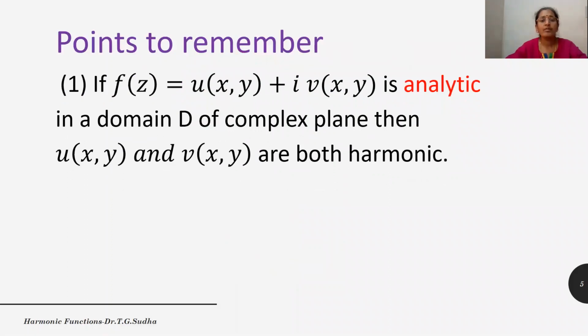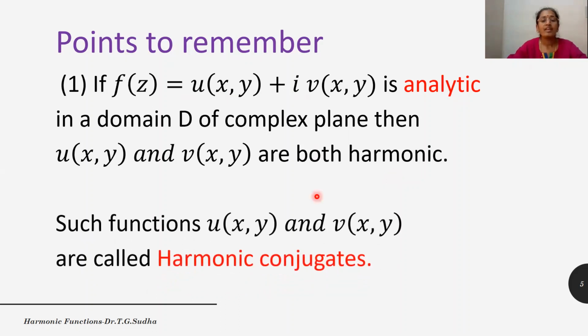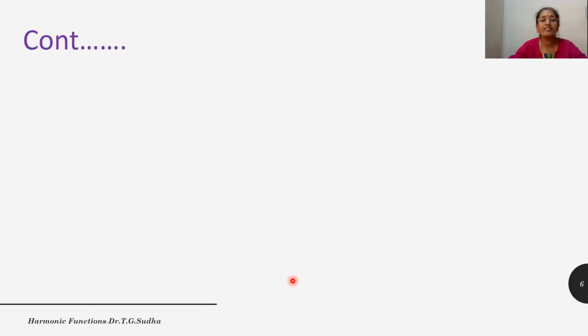If f(z) = u(x, y) + i v(x, y) is analytic in the domain D of the complex plane, then u and v are both harmonic. That is, if a function f(z) = u + iv is analytic, then the real part and the imaginary part are both harmonic. If such functions exist, that is u and v where both are harmonic, they are called harmonic conjugates.